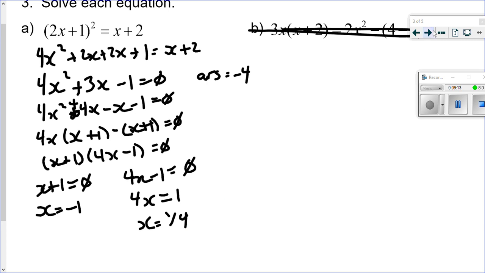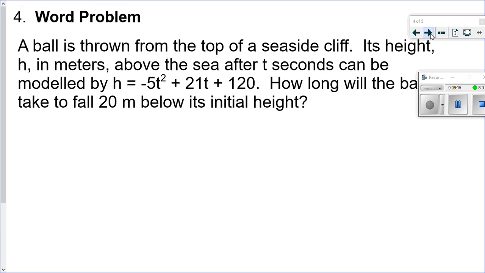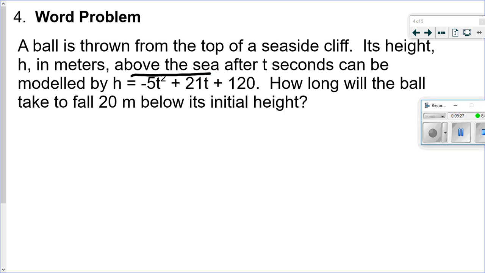Okay, so let's have a look at this word question. A ball was thrown from the top of the seaside cliff. Its height in meters above the sea after t seconds can be modeled by h equals blah, blah, blah. How long will the ball take to fall 20 meters below its initial height? So the reason that I'm highlighting this is that I'll be honest, when I did this in my own personal copy, I messed it up twice before I realized what the wording was talking about.